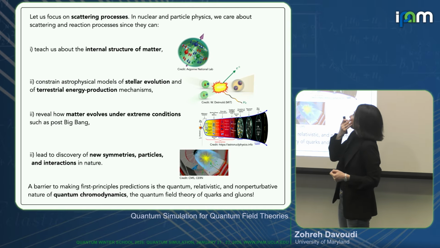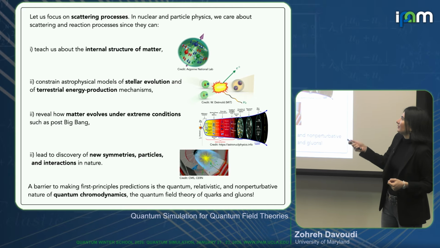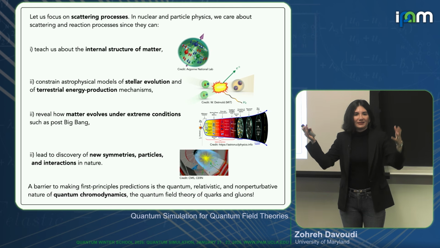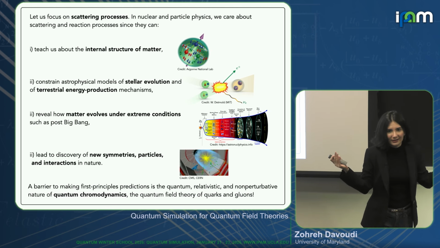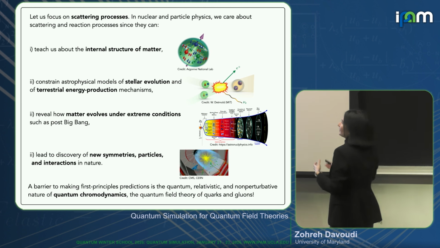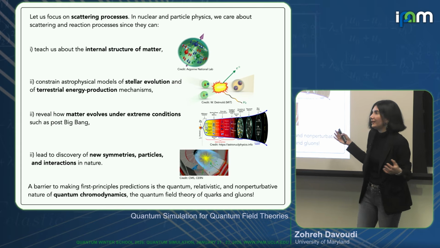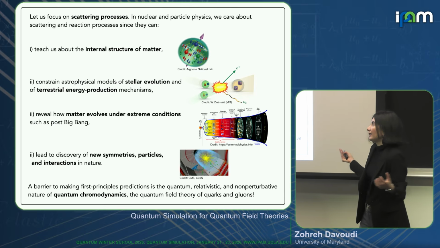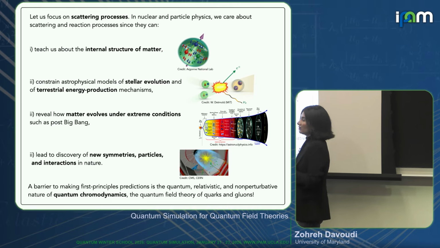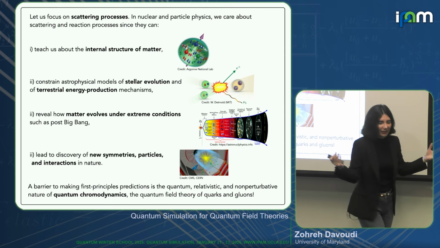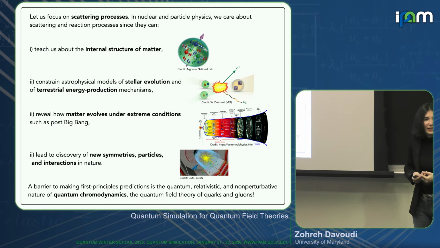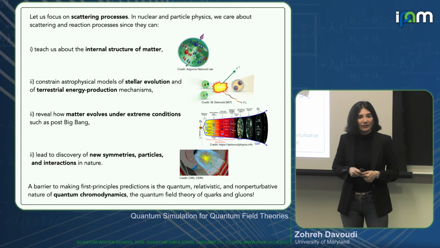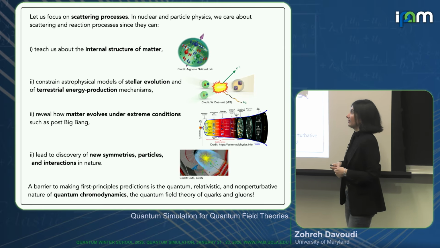They also constrain astrophysical models of stellar evolution and terrestrial energy production mechanisms. Because these are scattering processes, at the end of the day, they are nuclear reaction processes. And we'd like to know the rate of some of these nuclear reactions very precisely to be able to understand how stars like the sun would evolve throughout their lifetime, and how to come up with better fusion facilities to get energy out of these reactions. So understanding the precise rate of these nuclear reactions is still very important as of today.